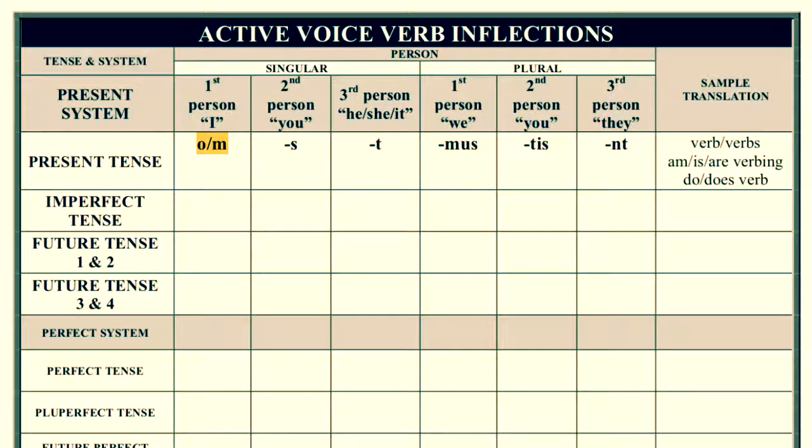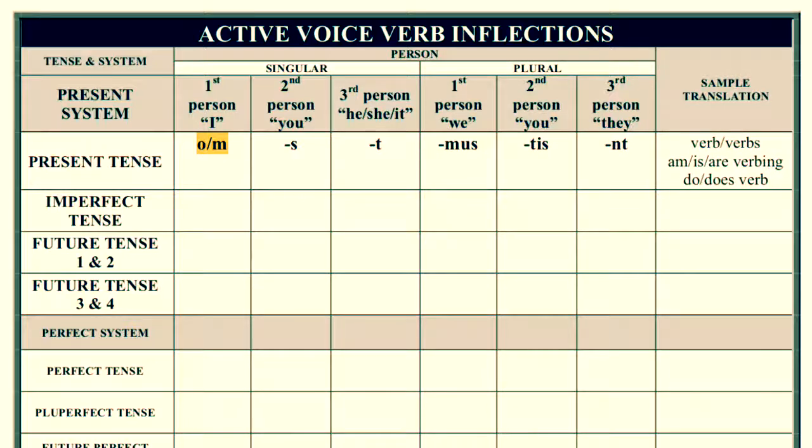When the verb ends with mus, its subject is we. When I translate the verb, I must translate the verb as we are giving, or we walk. If I see the letters TIS on the end of the verb, I know that the subject of my verb is you in the plural, and therefore when I translate my verb, I must translate it into English by saying you love, you are giving, or you do walk.